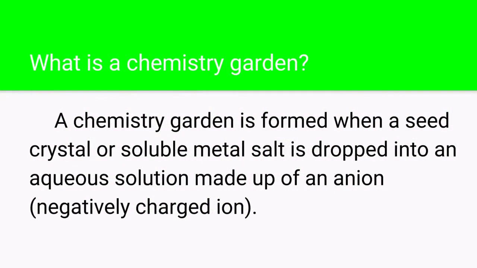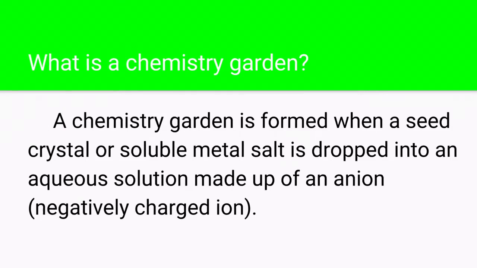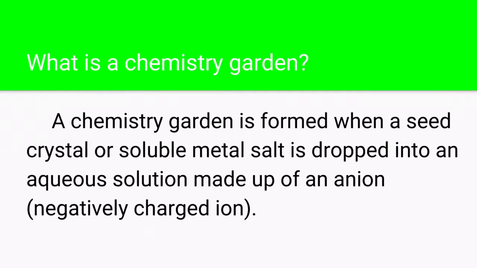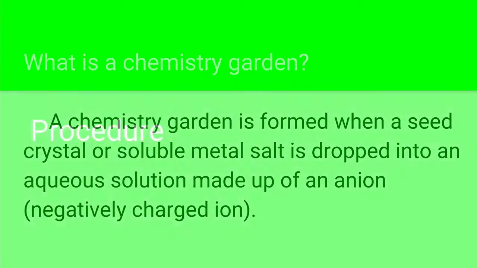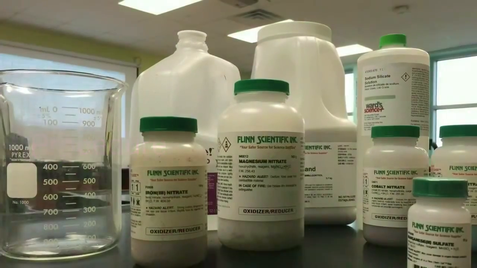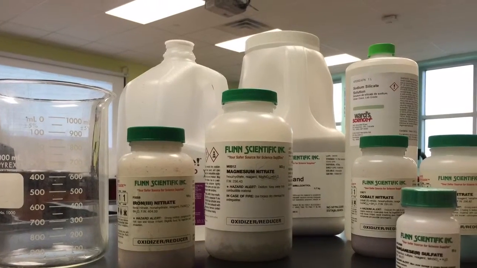A chemistry garden is formed when a seed crystal or soluble metal salt is dropped into an aqueous solution made up of an anion, which is a negatively charged ion. Procedure. Step 1. Gather materials.